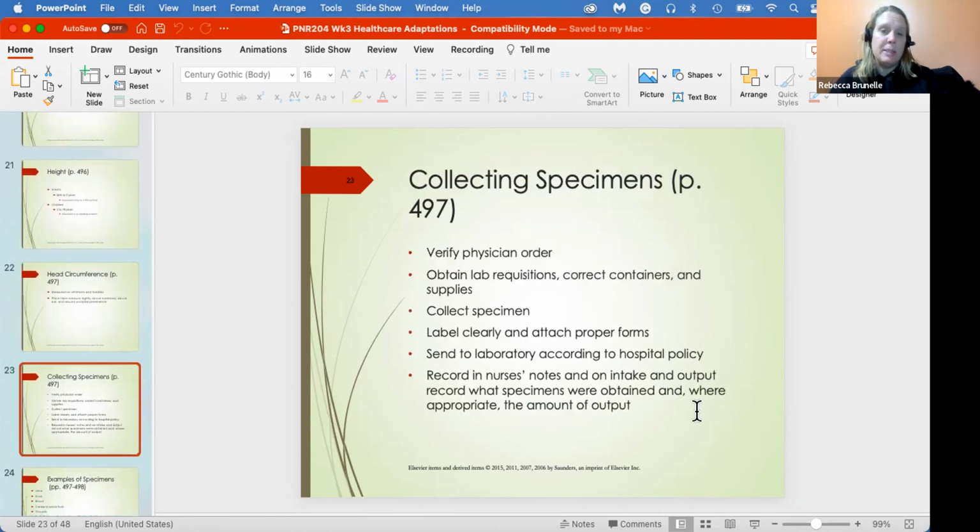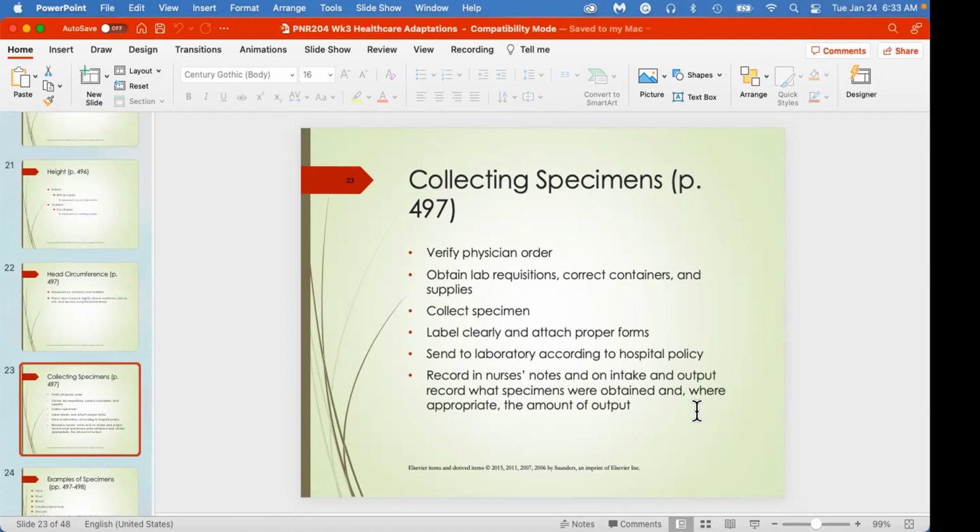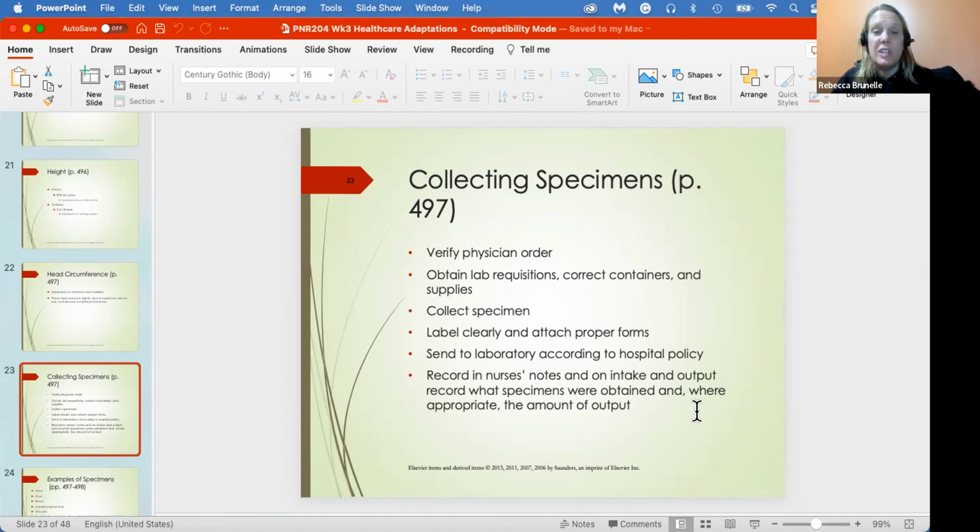So collecting specimens. Can the CNA get a sterile urine sample for you and send it to the lab? No. Okay. Why not? Because it's out of their scope of practice. Yeah. So anything sterile has to be a license. So what sorts of things as a nurse are you going to be looking at and doing when you get lab specimens? The color, the odor. The how much. Yeah, very good.